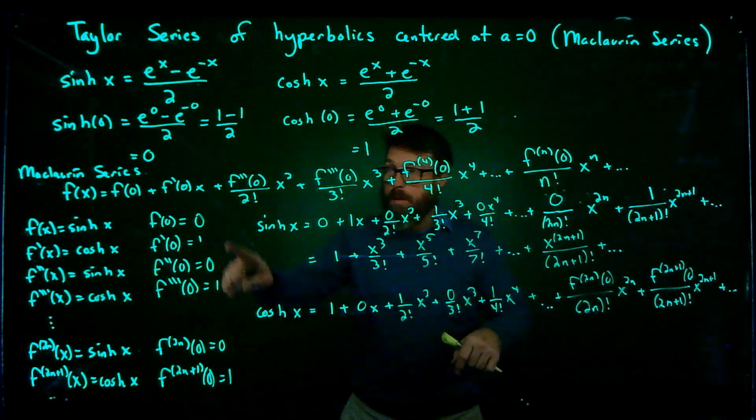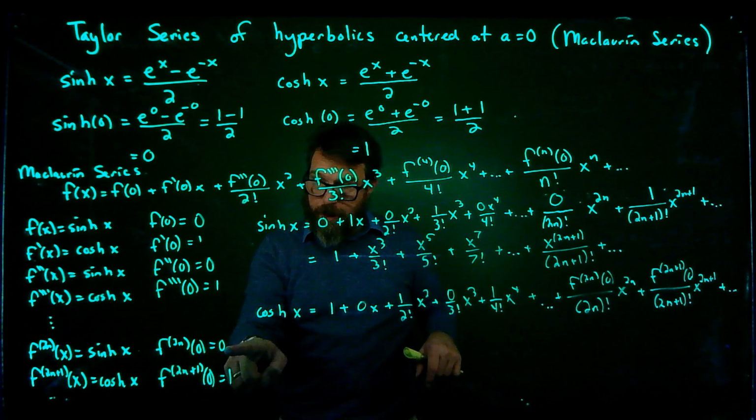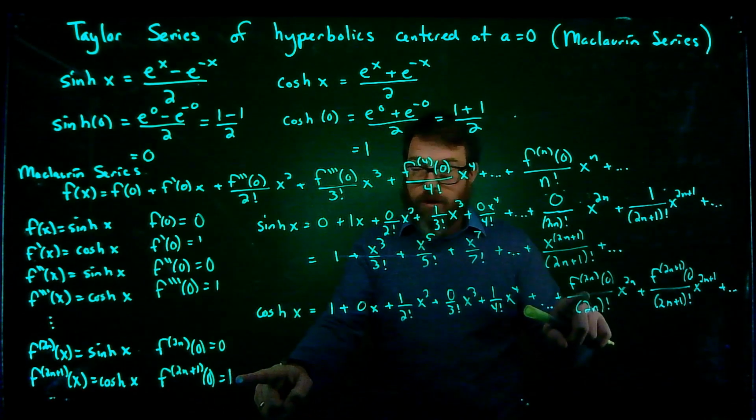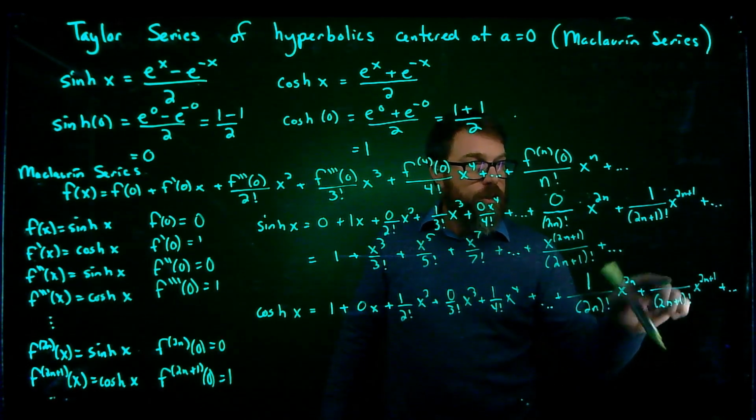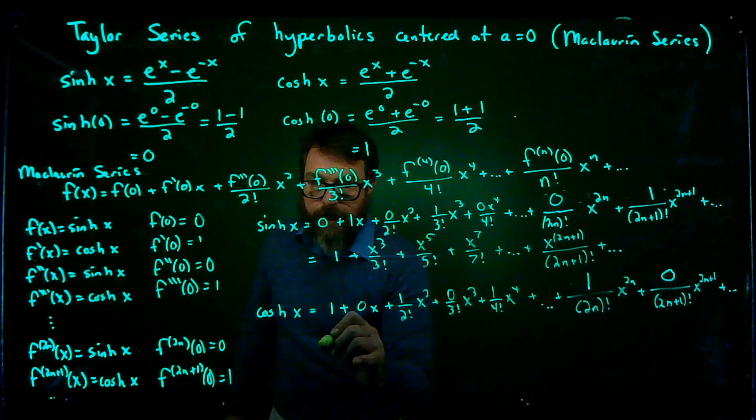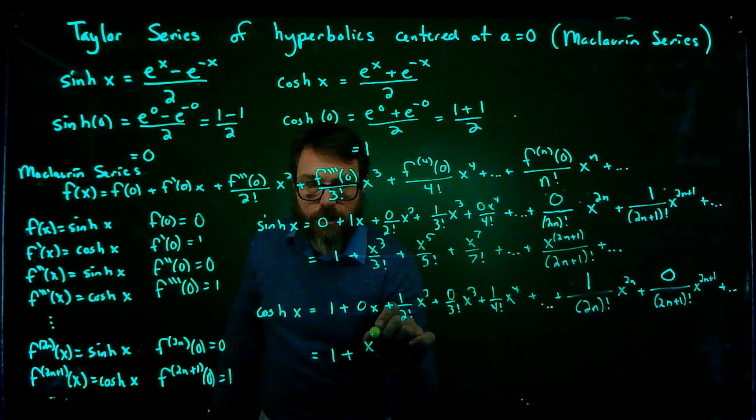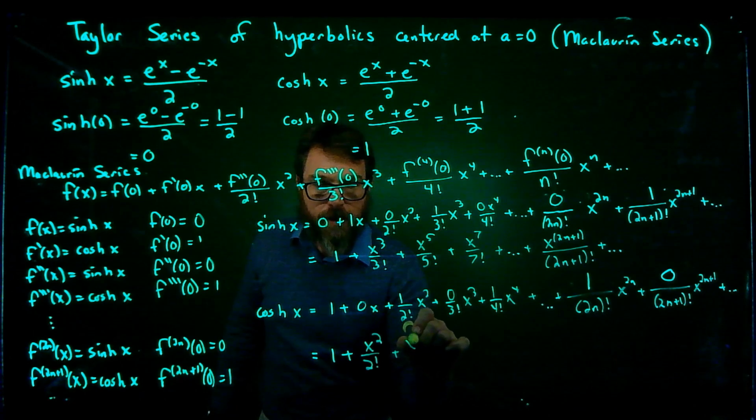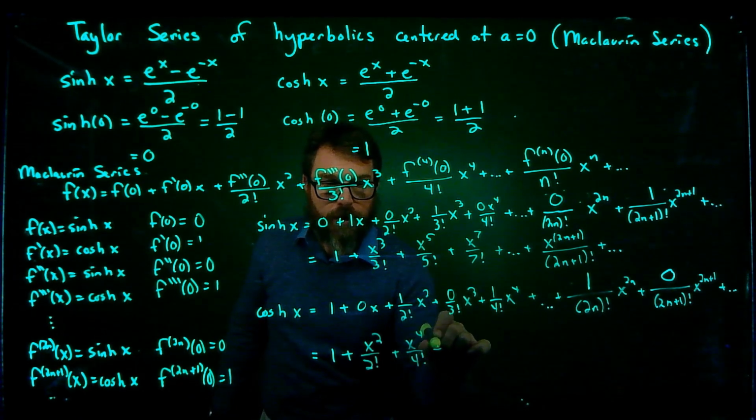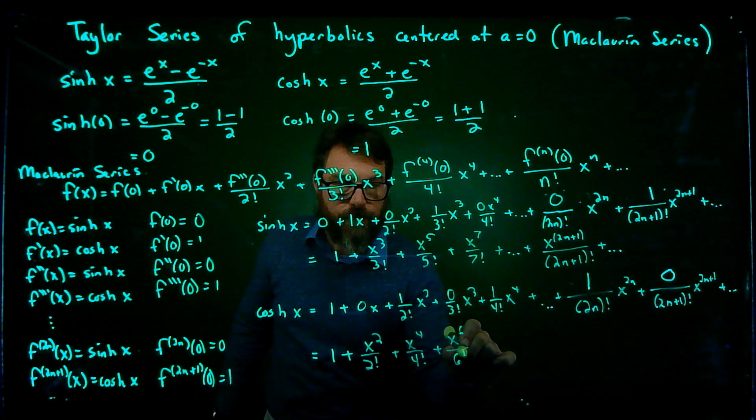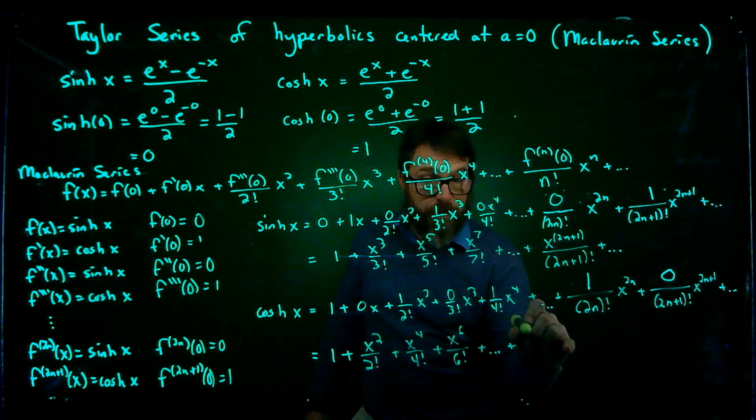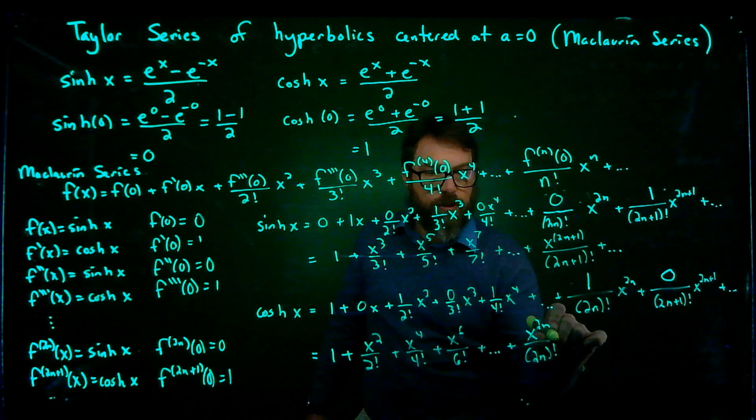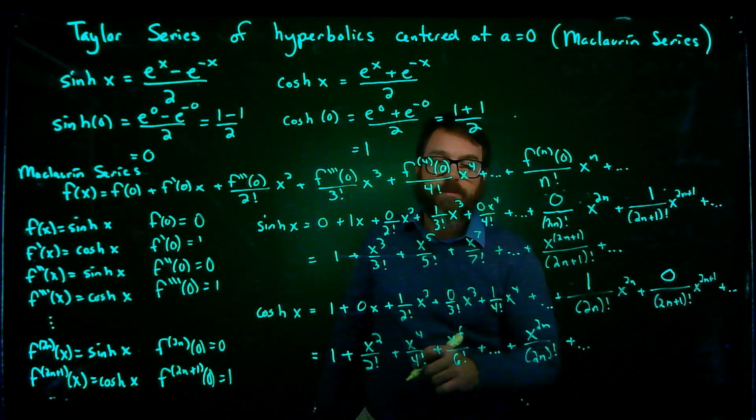Now again, remember all your 1s and 0s are switched, so now with hyperbolic cosine this will be equal to 1 and this will be equal to 0. So this will be equal to 1 and then this will be equal to 0. So what we're going to get is 1 plus x squared over 2 factorial plus x to the 4th over 4 factorial, x to the 6th over 6 factorial plus, and so on, plus only the even part, so x to the 2n all over 2n factorial plus forever.